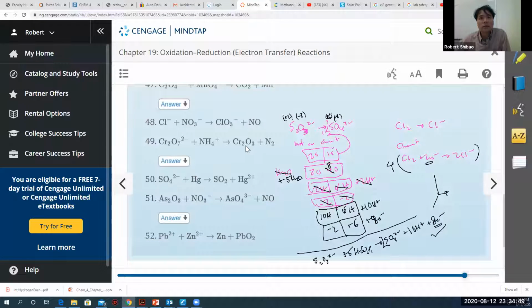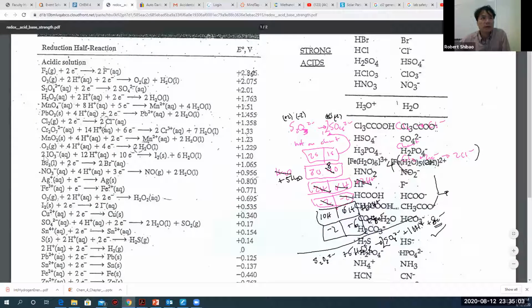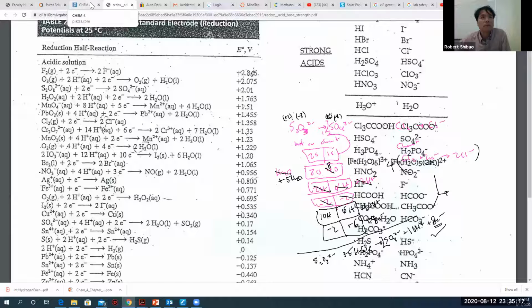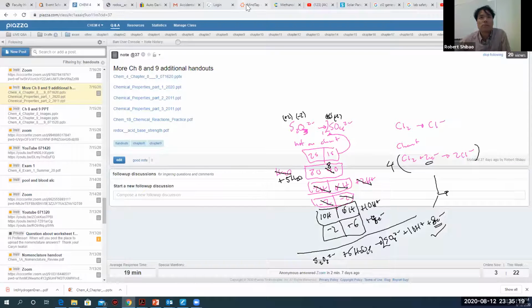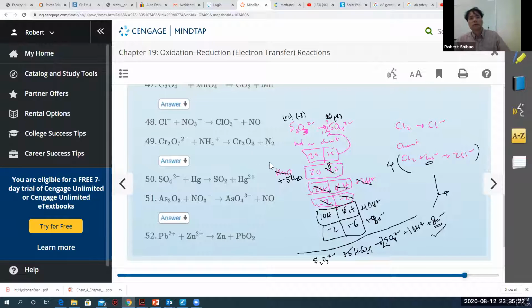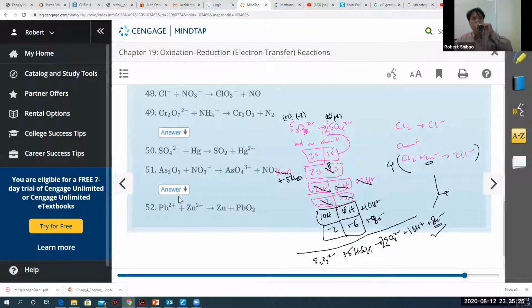Dichromate goes to chromium 3 oxide, not on the chart. I have to figure that one out. And then ammonium goes to nitrogen. We have dichromate on the chart. Dichromate on the chart goes to chromium 3. We could just copy that, but this one's not going to chromium 3 ion like this. This one's going to chromium 3 oxide. This is different. And so we do it the same way.